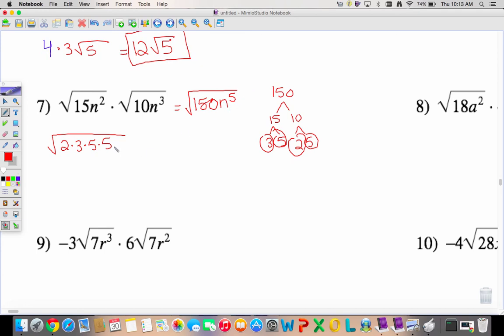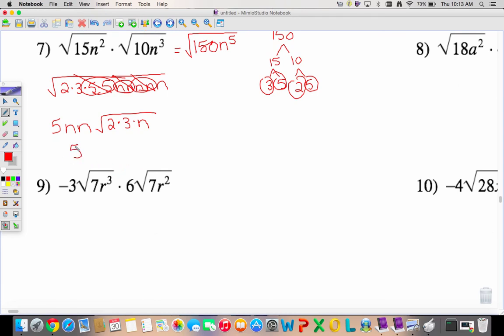Then you have n to the 5th power. So what I'm going to do is write n 5 times: 1, 2, 3, 4, 5. That's all still underneath the square root. Once you have that underneath the square root, we pull out our pairs. I have a pair of 5s, circle it, cross it out. I have a pair of n's, circle it, cross it out. Another pair of n's, circle it, write it down, cross it out. And what I have left on the inside is a 2 times 3 times that n.